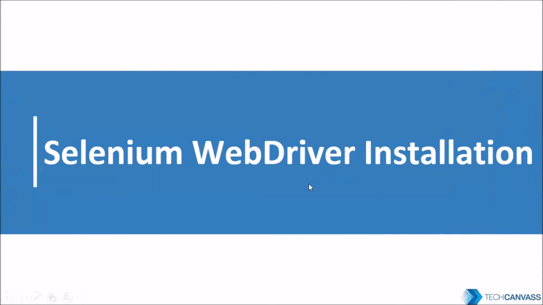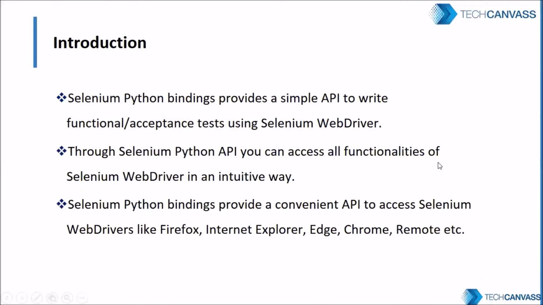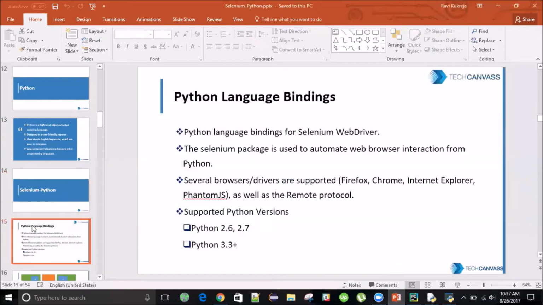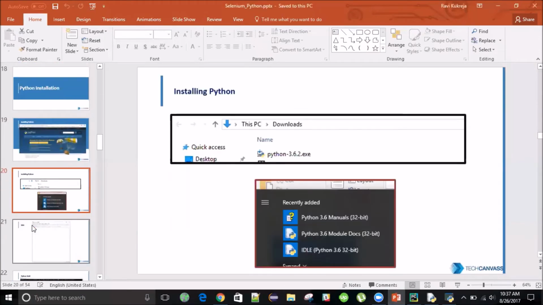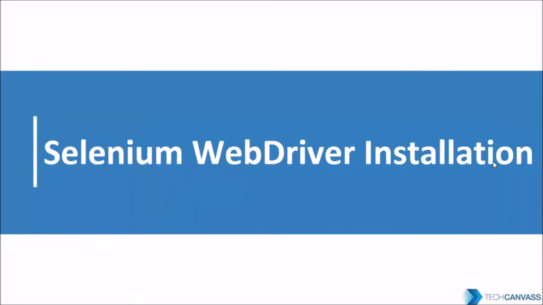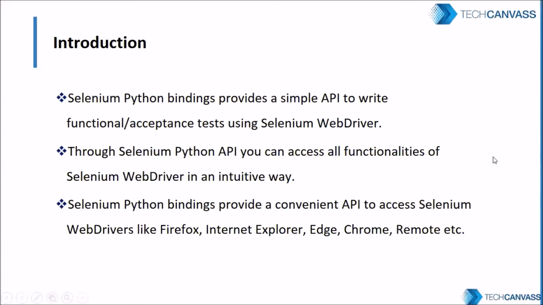Now let us see how to install Selenium WebDriver. So, Selenium Python bindings. Okay. If you want to use Selenium, we need to have a language binding. Okay. A Java language binding or Python, Ruby, C Sharp. Many other languages are available. So we are today discussing the Selenium Python binding.